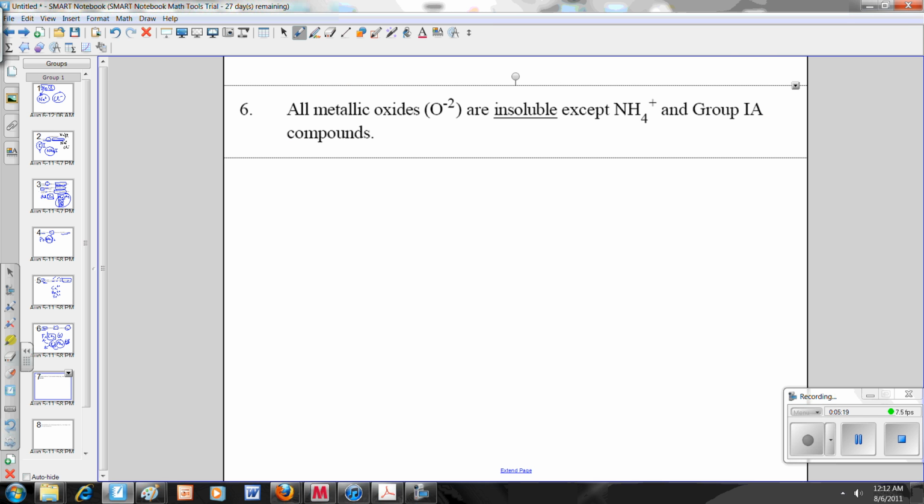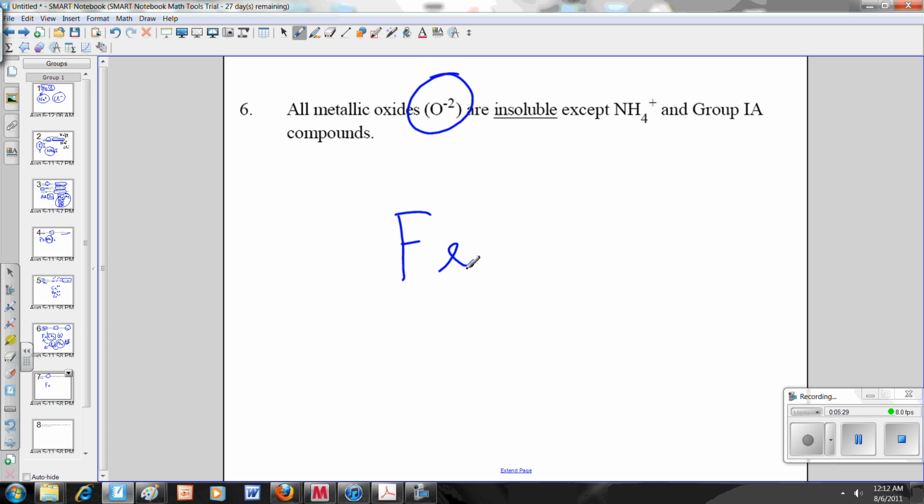Next one, all metal oxides, anything that has O at the end of it, any oxide. So for example, FeO, soluble or insoluble? Well, we know anything that has O at the end of it is going to be insoluble except NH4 and a group 1 metal. Fe, if you look in the periodic table, is not a group 1 metal, therefore this will be insoluble.